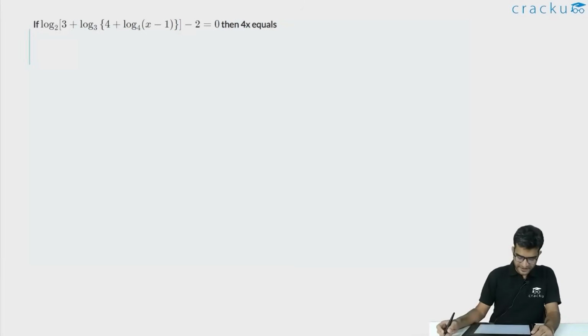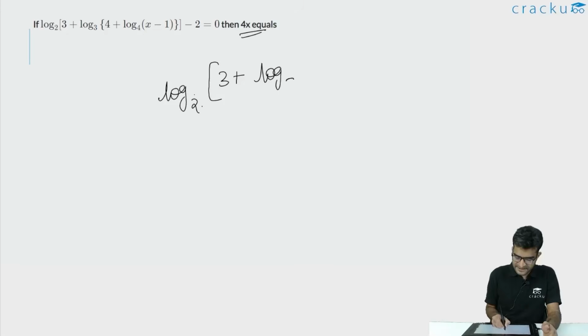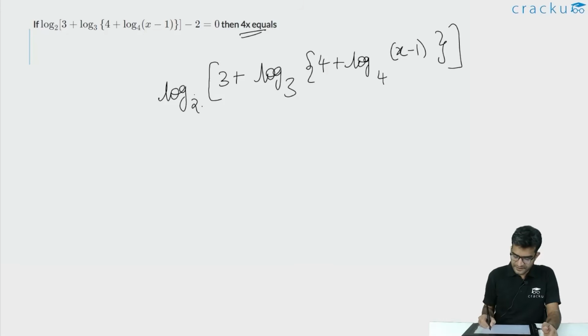In this question, we are given an equation. We are told that log of 3 plus log of 4 plus log of x minus 1, with different bases, minus 2 is equal to 0, and we are asked to calculate the value of 4x. If you are looking at the equation, log to the base 2 of 3 plus log, now the base is 3, of 4 plus log, the base is 4, of x minus 1, this is the argument, minus 2 is equal to 0, so this is equal to 2.